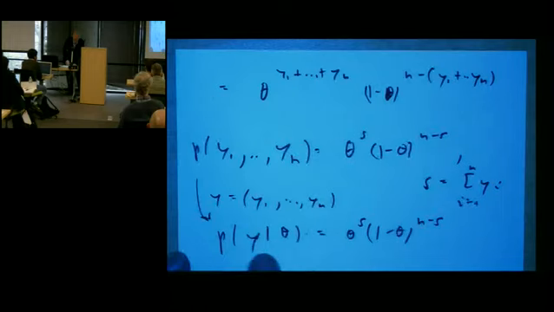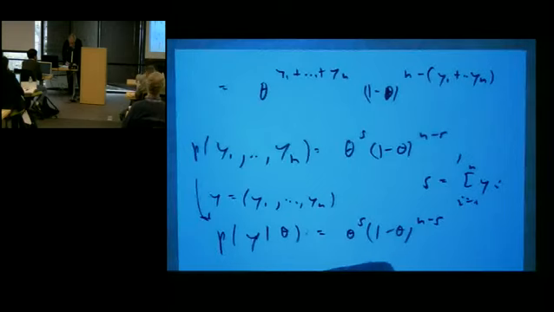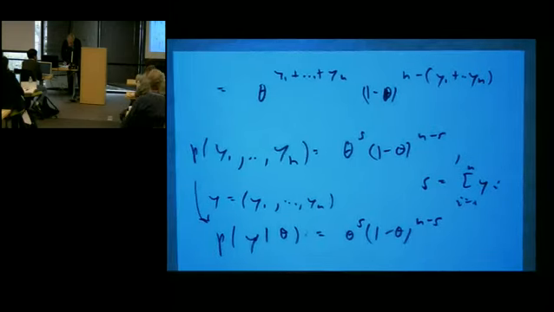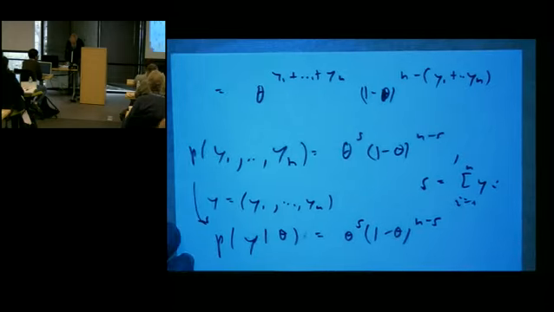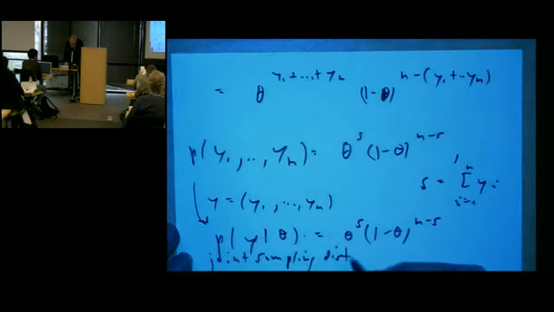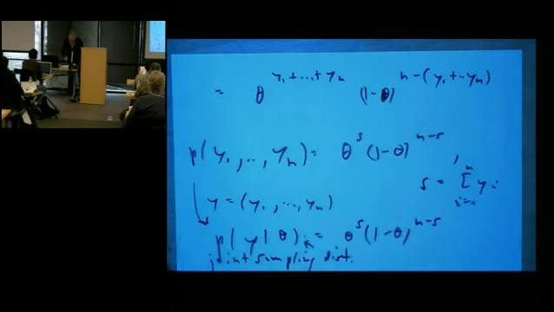he said, I'm going to take that same function and think of it instead as a function of theta for fixed y. And he called it the likelihood function. So we're going to call it L of theta given y, and it's going to be equal to any positive constant multiple of the joint sampling distribution. This thing here is called the joint sampling distribution, DIST for short. And this thing here, Fisher called the likelihood function.